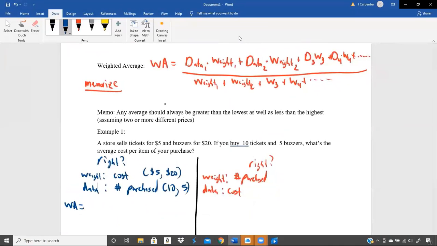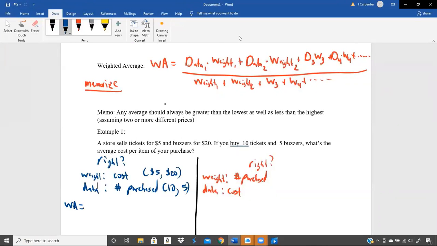Now I can't take the cost for tickets times the number of buzzers. You've got to make sure you're going tickets with tickets, buzzers with buzzers. That's what I mean by the little ones and the little twos. Keep your apple data with your apple weight. Keep your orange data with your orange weight. Keep your banana data with your banana weight. All right, so I'm going to try and do them in the same order that you see up on the formula. So I'll go data, then weight.